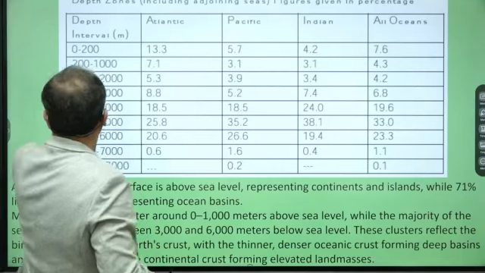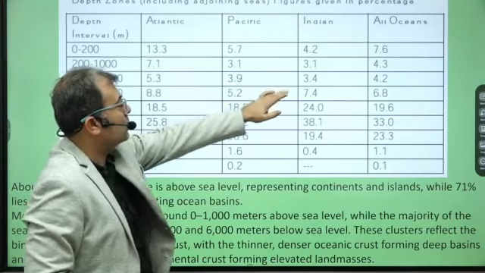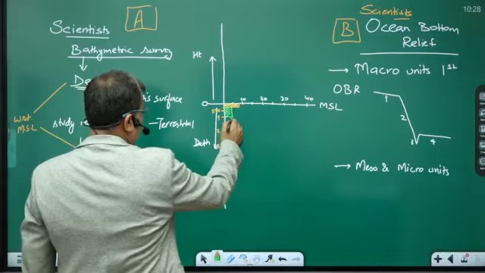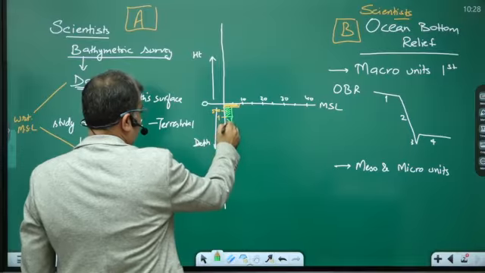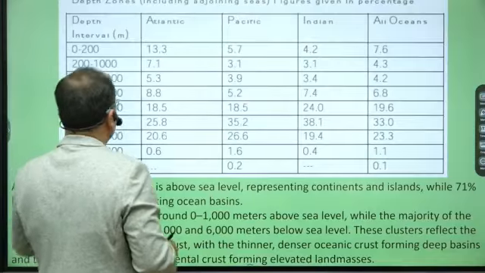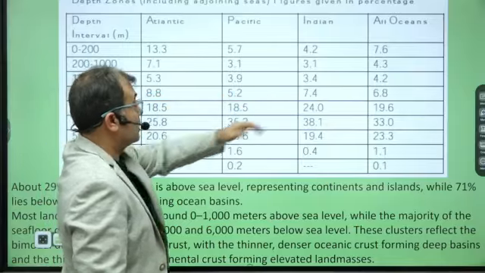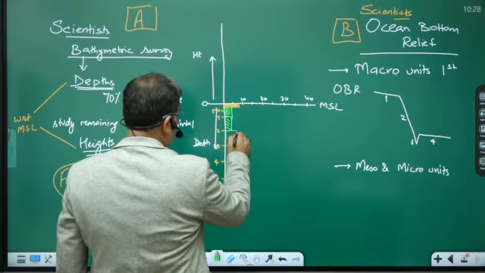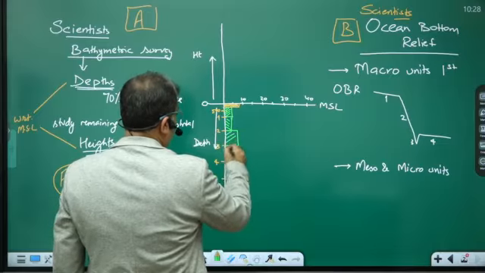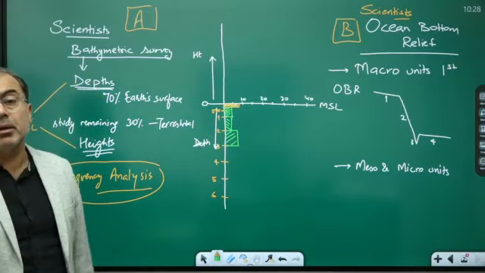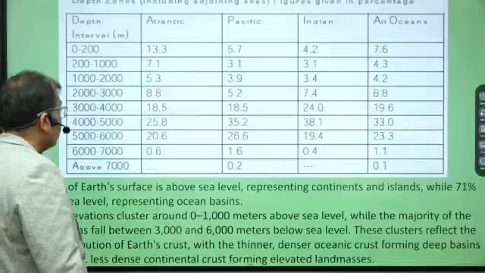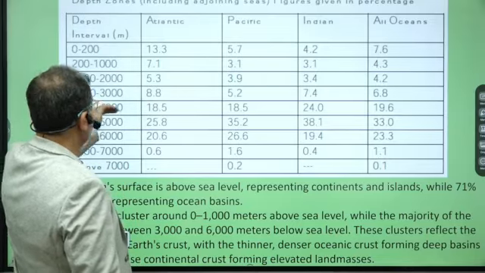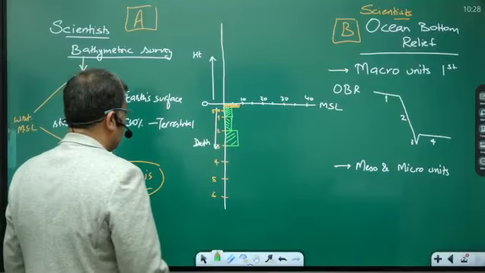What is this? 1000 to 2000 is 4.2. ये भी 4.2 है. इधर भी 4.2 आ जाएगा. Then 2000 to 3000 is 7. What am I doing? I am plotting them. Now we have 3000 to 4000 is 20.